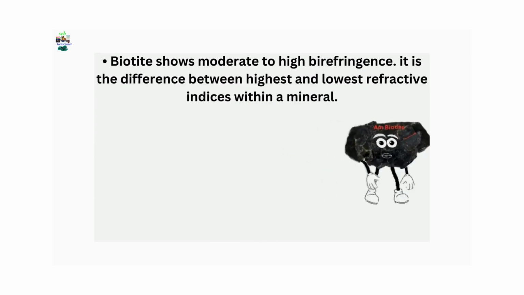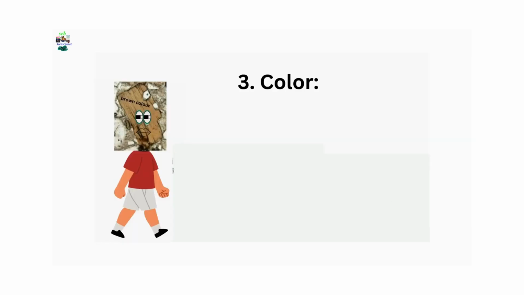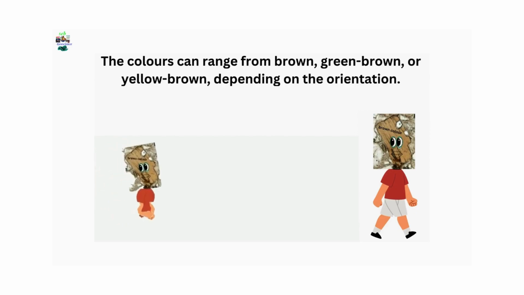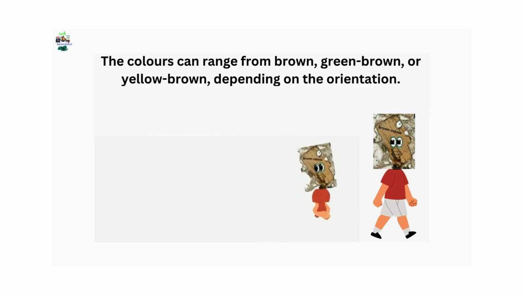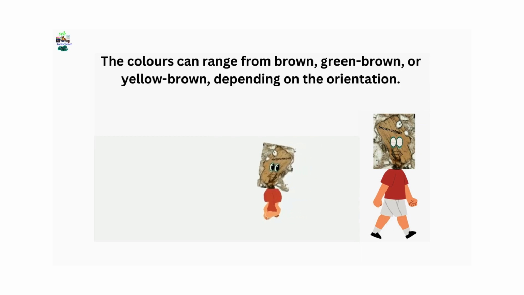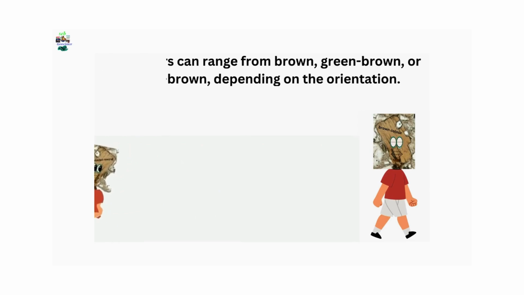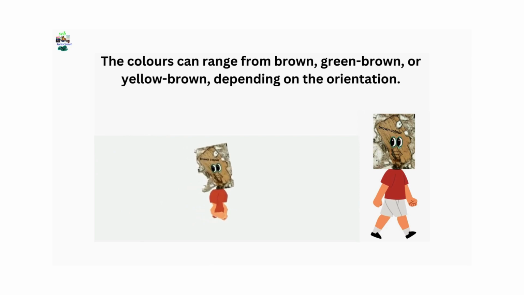Birefringence is the difference between the highest and lowest refractive index within the mineral. Okay, color. It shows pleochroism, meaning it shows different colors when viewed from different angles. The color can range from brown, green to brown, or yellow brown, depending on the orientation. The color of biotite in the microscope, most of the time, shows what? Brown color. Okay, brown color, seen in PPL, plane polarized light.